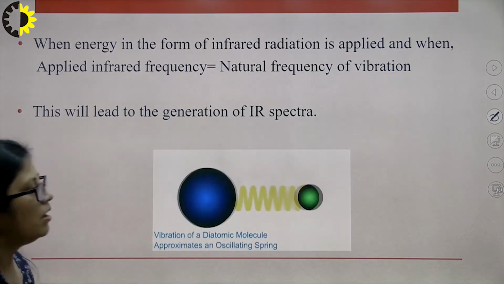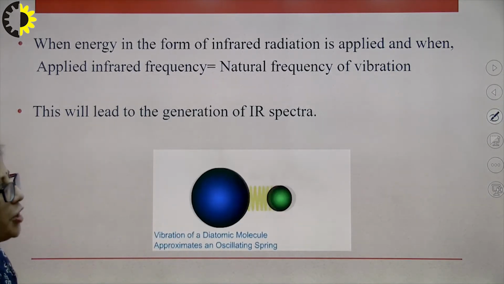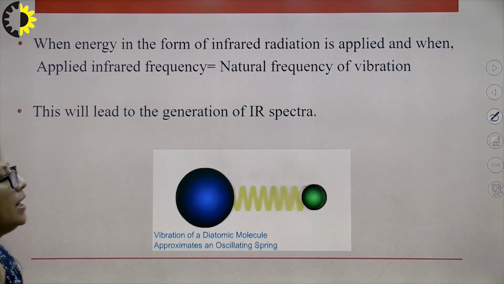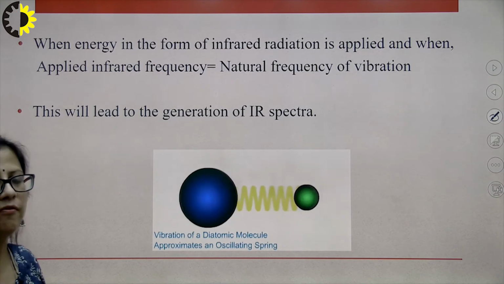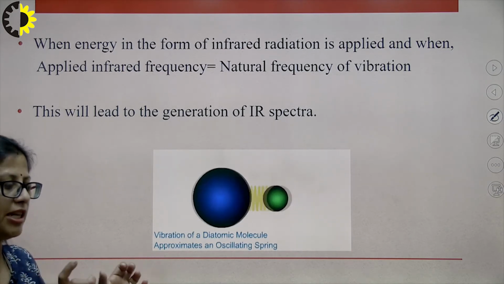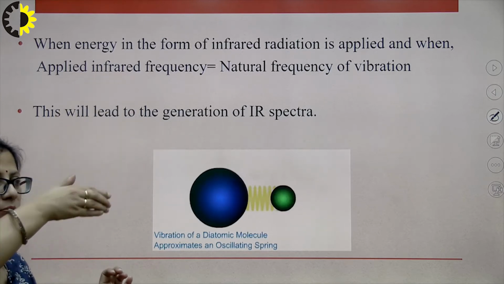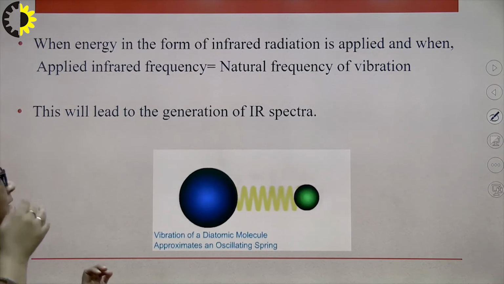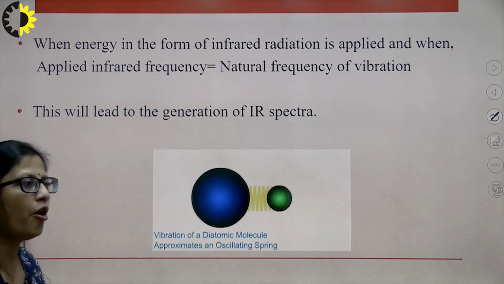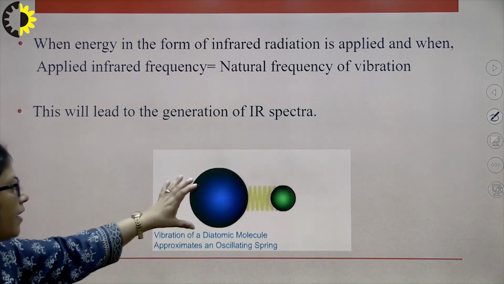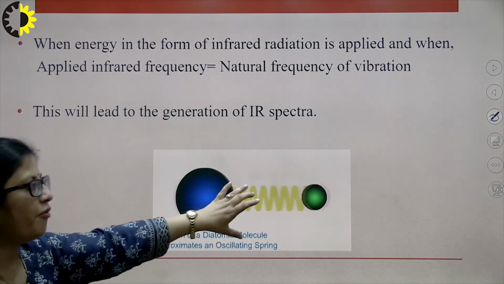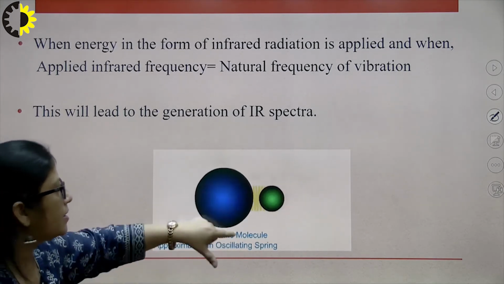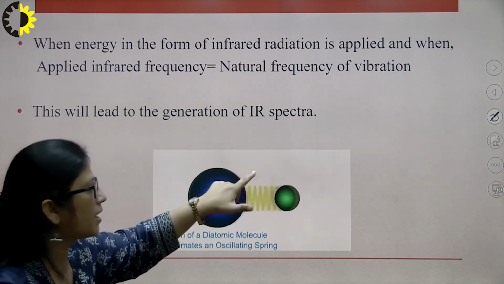Now, when energy in the form of IR radiation is applied, and when the applied IR frequency is equal to the natural frequency of vibration of the molecule, the one which we are giving through our source, when they match, it will lead to the generation of IR spectra. Now here I have shown a cation and anion, the vibration of a diatomic molecule, and it approximates an oscillating spring. It is a spring, it is not a rigid structure, it is like a spring.